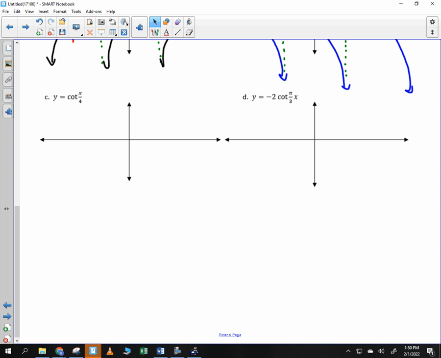Just to be clear, both graphs have an infinite number of graphs. We just show that many. Okay? All right, last 2. Cotangent of x over 4. What's the period?